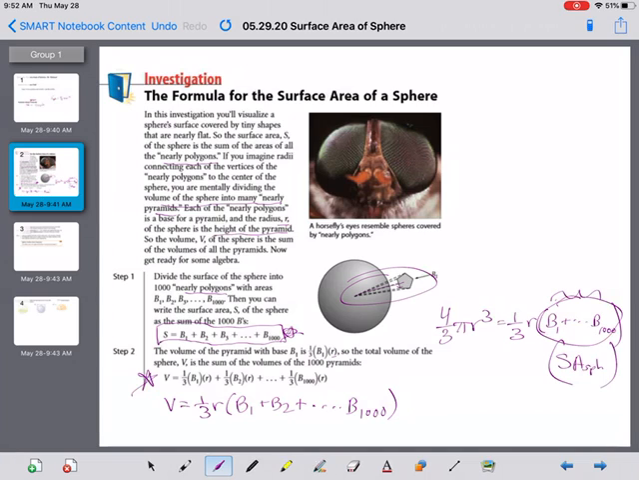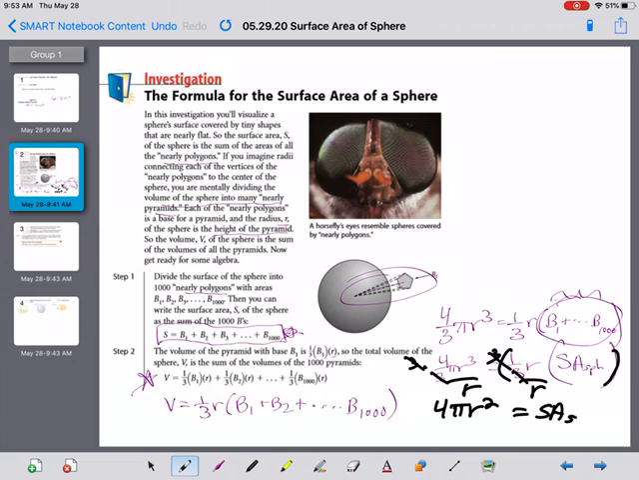So now let's get that by itself. You can multiply both sides by 3. Times 3, times 3. That cancels the 3's in the denominator. Good. Now divide both sides by r. Divide by r, divide by r. You get 4 pi r squared equals the surface area of the sphere. So there it is. I could ask you on a quiz or a test to explain that.